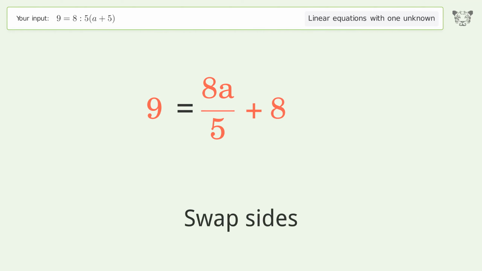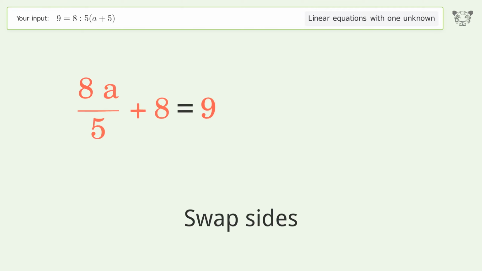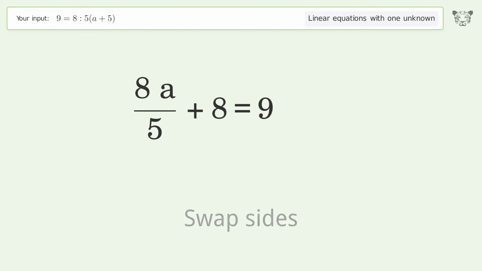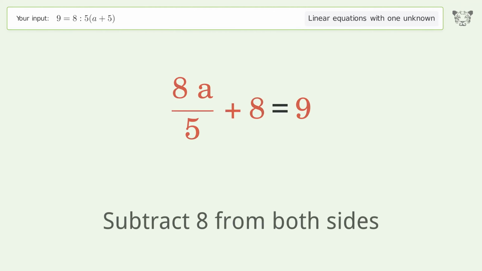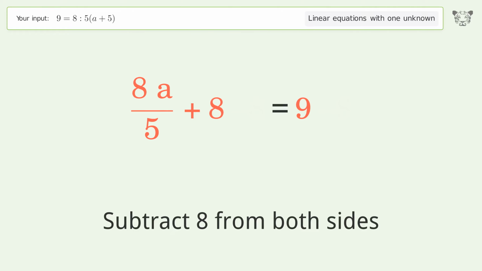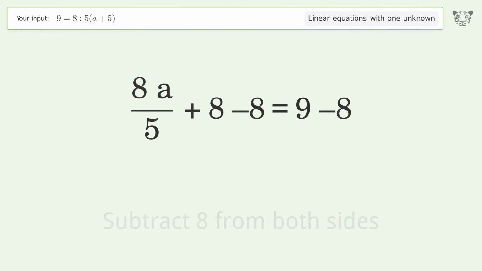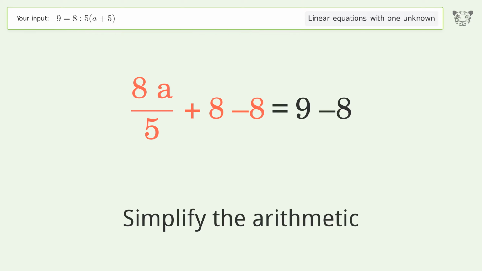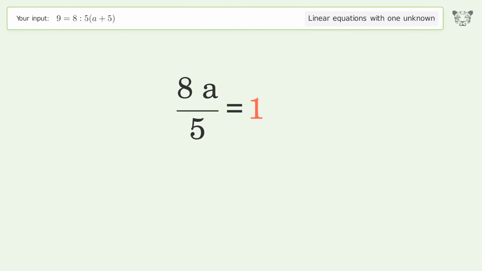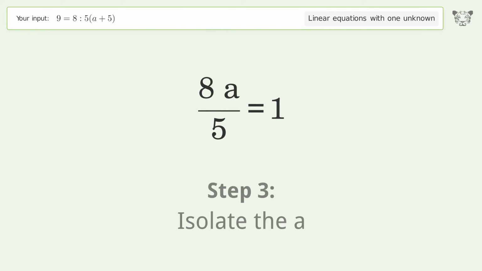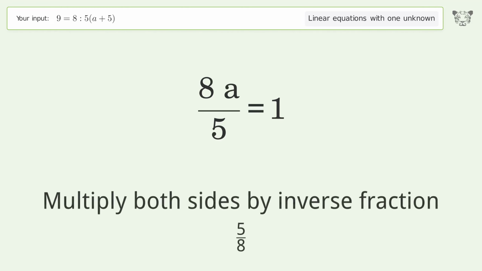Swap sides. Group all constants on the right side of the equation. Subtract 8 from both sides. Simplify the arithmetic. Isolate the a. Multiply both sides by inverse fraction 5 over 8.